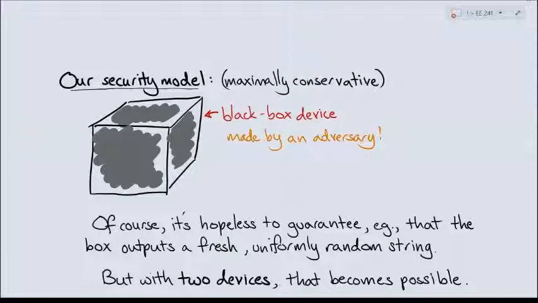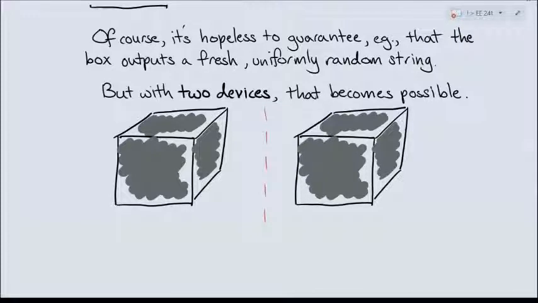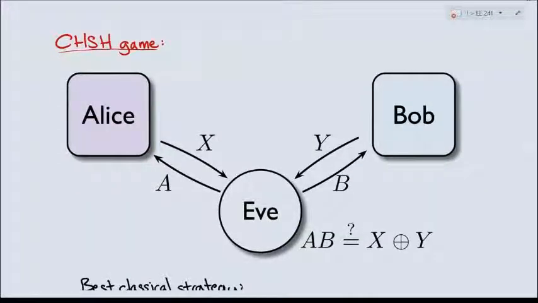So now we'd like to generate a random bit using this black box device, and that's impossible, because the random string could have been pre-programmed. But as Umesh said, it does suddenly become possible once you have two devices that are separated from each other and cannot communicate with each other. And so this is where we introduce the CHSH game. I'll formulate it as a game.